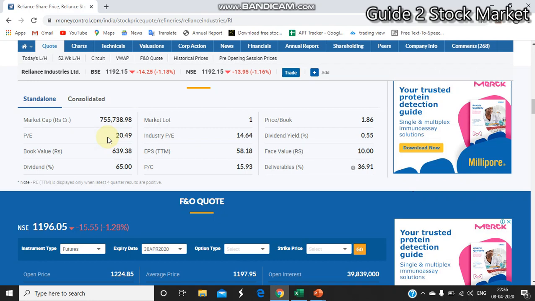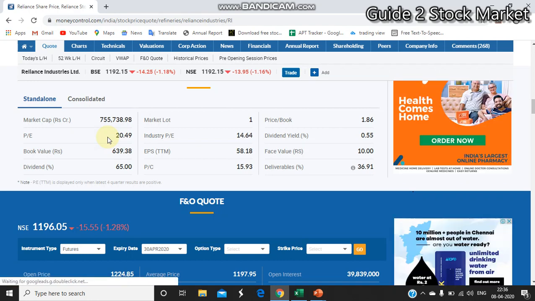Let us take an example. You take a Samsung phone and an iPhone. A Samsung phone roughly costs around 15,000 to 20,000, whereas an iPhone costs 50,000. The difference is the quality, the premium you are paying for this Apple iPhone. The same way, you can consider 20.49 as the quality of the company.